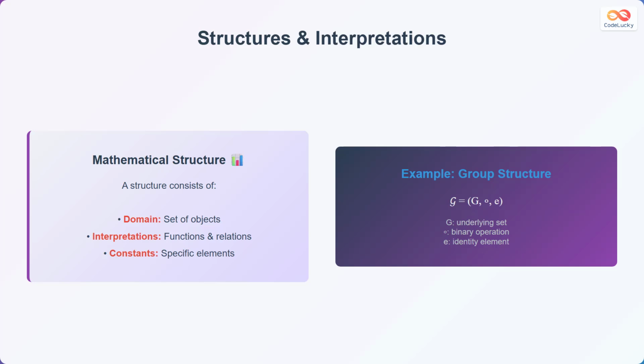A mathematical structure is the concrete world in which our formal language lives. A structure consists of a domain, which is a set of objects we're interested in. It also includes interpretations, which are the meanings we assign to function and relation symbols within that domain. Also, constants, which are specific elements of the domain that we single out. For example, consider a group structure denoted as G equals open parenthesis G, the set, the operation, and E close parenthesis. Here G is the underlying set of the group. The circle symbol represents a binary operation that combines two elements, and E is the identity element.